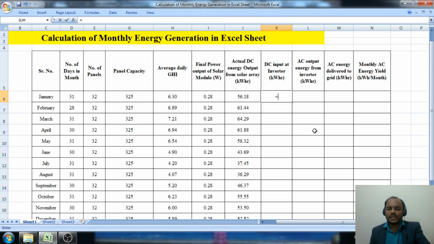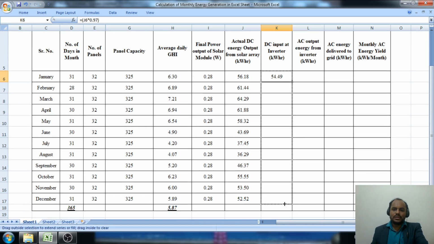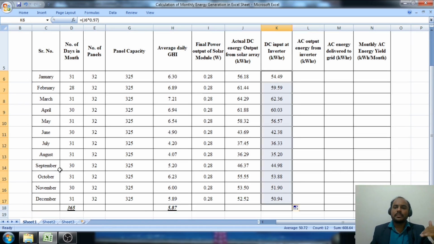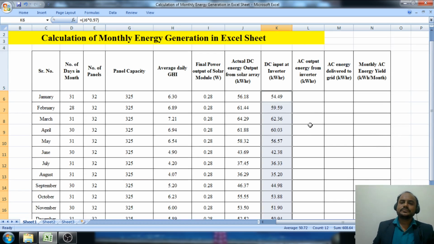we just write this formula: equal to, in a bracket, the actual DC energy output from the solar array in terms of kilowatt hour, multiplied by 0.97, which is the derating factor resembling the 3% losses due to the DC cable, and enter. So here we can calculate up to the December month. We just pull this value. Subsequently, changes happen from month to month over here.